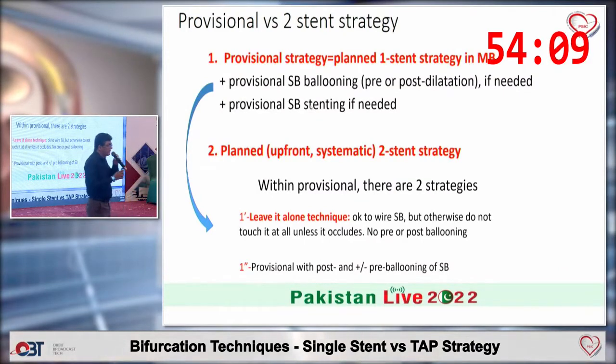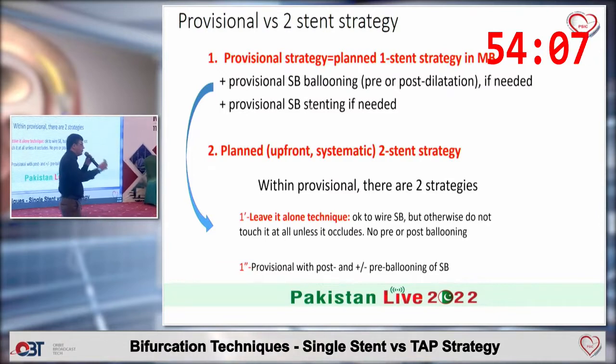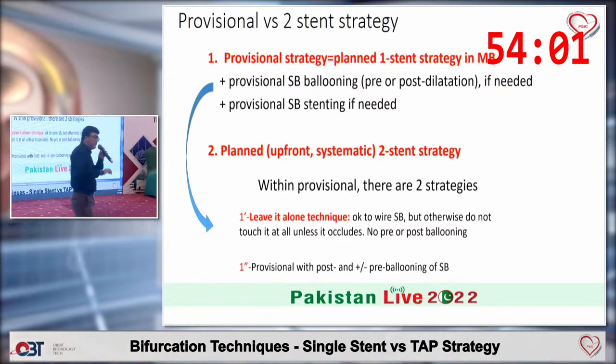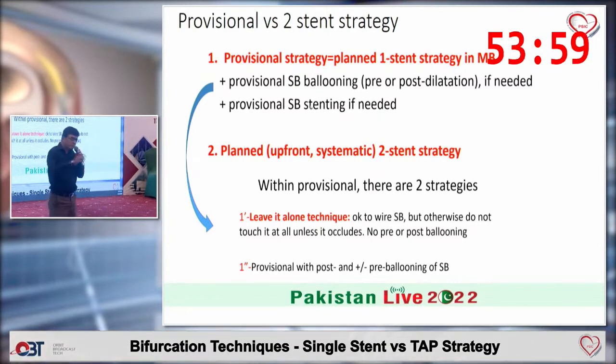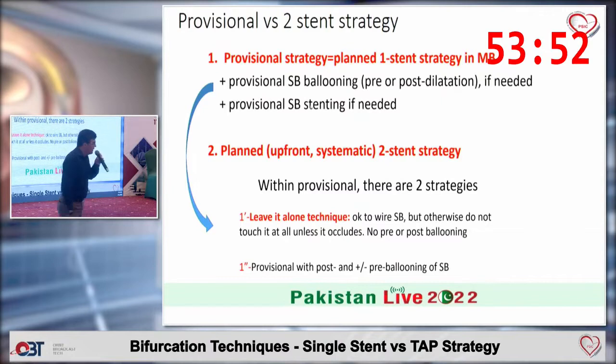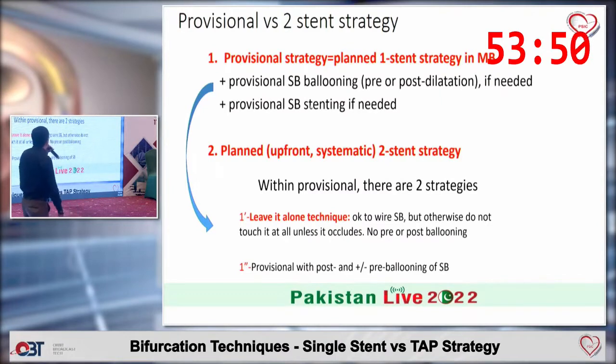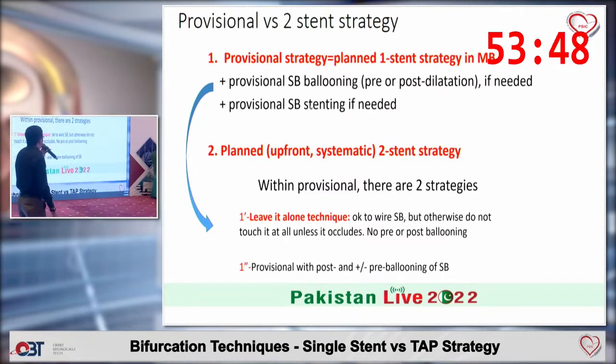So for provisional, we first think of putting one stent. And if the side branch goes down, if it shows signs of dissection, or less than TIMI 2-3 flow, then we think of putting another stent in the side branch. It's still a provisional strategy because your thought process was to stent the main branch first, and the side branch if it is needed. So for provisional, side branch ballooning, pre- and post-dilatation, is done if needed.